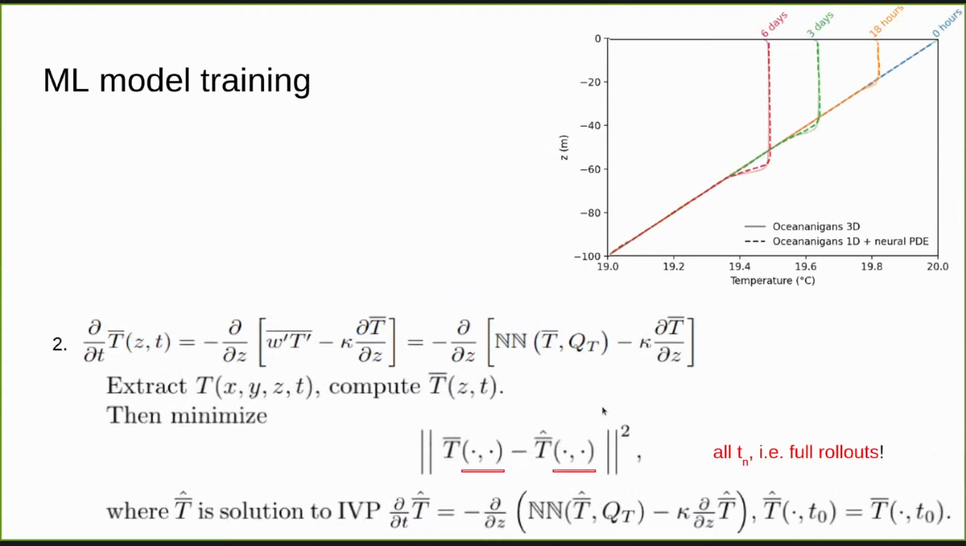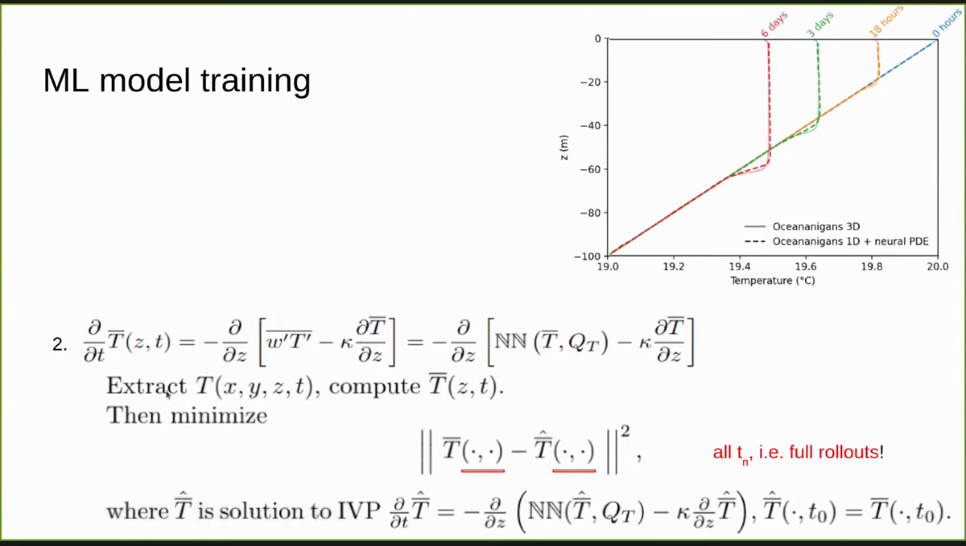So that brings me to the second way of training this, where we can appreciate that this neural network is embedded in a differential equation. And in order to do this, we can define a loss, again the Euclidean norm, directly on the solutions of the differential equation.